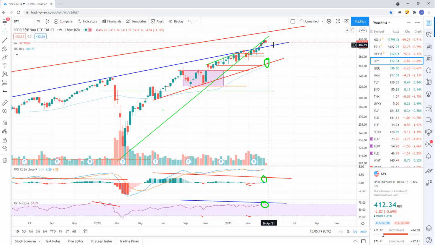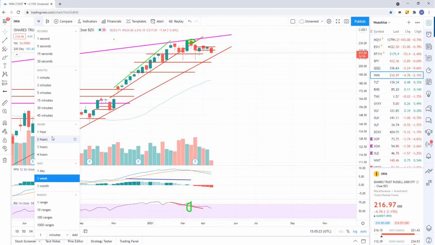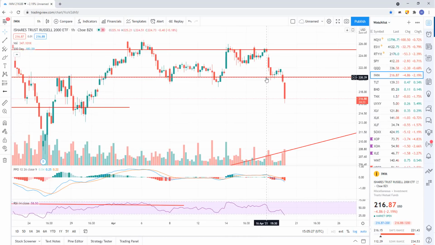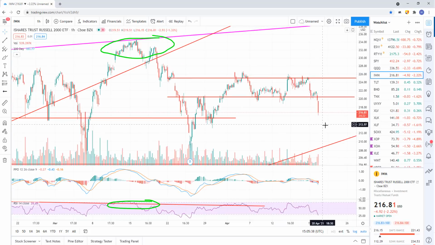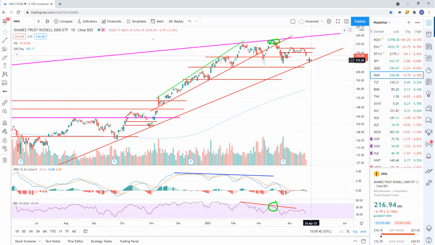SPY looks like it's heading down to that 403 area. IWM, this one is the big mover today. Here's the hourly chart. Again, I talked about this range right here at about 220.50 and a break to the up or downside, and that's the direction this thing's going. Clearly, we broke to the downside. There's an impulsive breakdown right there. So this likely means to me that on the day we're heading down to this level.